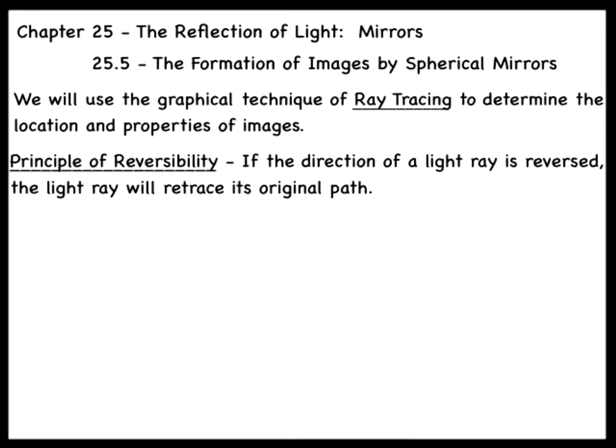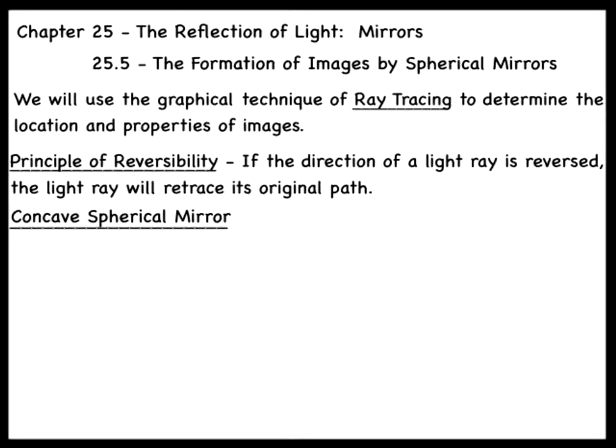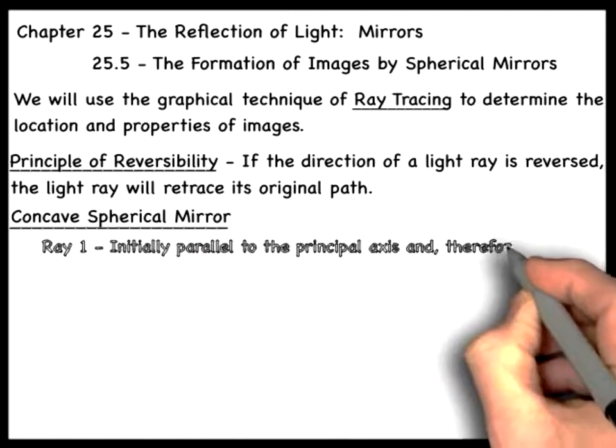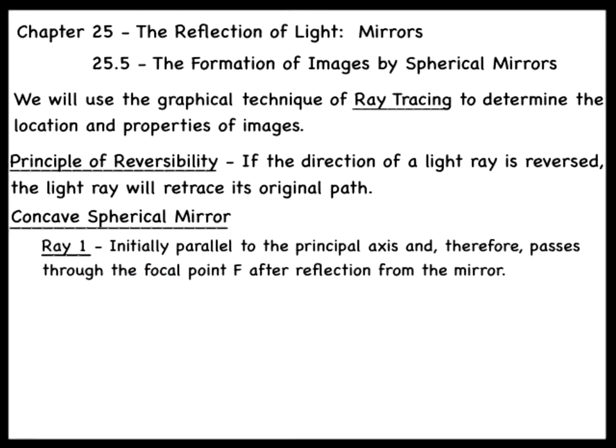Let's begin with the concave spherical mirror. Three specific paraxial rays are especially convenient to use in the ray tracing method. The rays are labeled 1, 2, and 3, and when tracing their paths, we use the following reasoning strategy. Ray 1 is initially parallel to the principal axis and therefore passes through the focal point F after reflection from the mirror. We will see that there is always a corresponding relationship between parallel rays and the focal point.